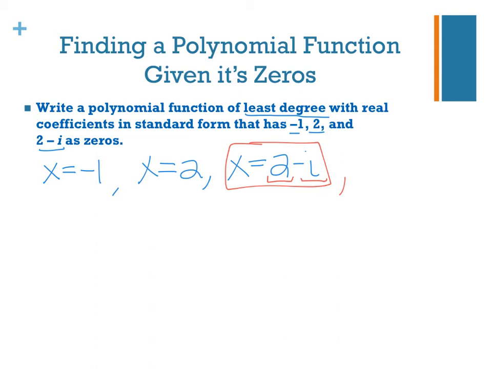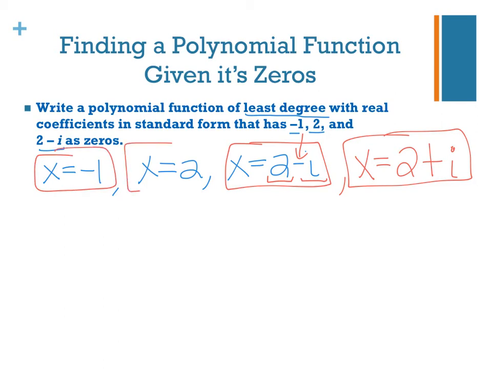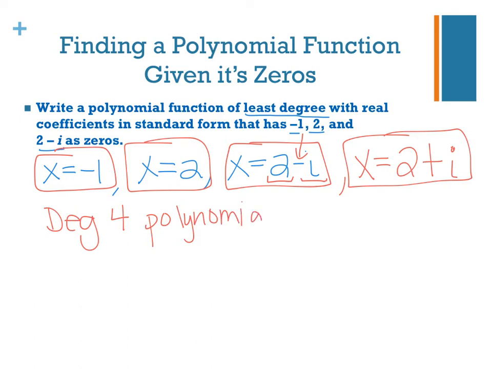So if you have 2 minus i as a complex zero, then 2 plus i, its conjugate, is also a zero. The word conjugate just basically means change the sign in the middle of the two terms. So 2 plus i is the conjugate of 2 minus i, and both of those are zeros of the function. Based on how many zeros I have here, I already know that we are going to have a degree 4 polynomial, a quartic polynomial.